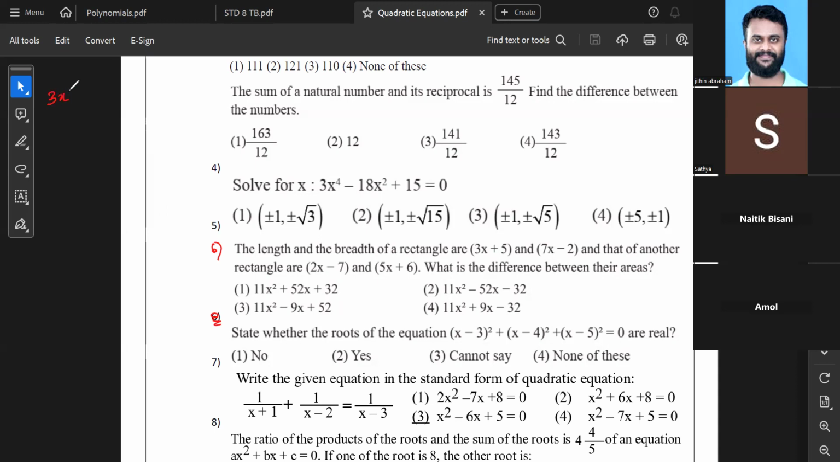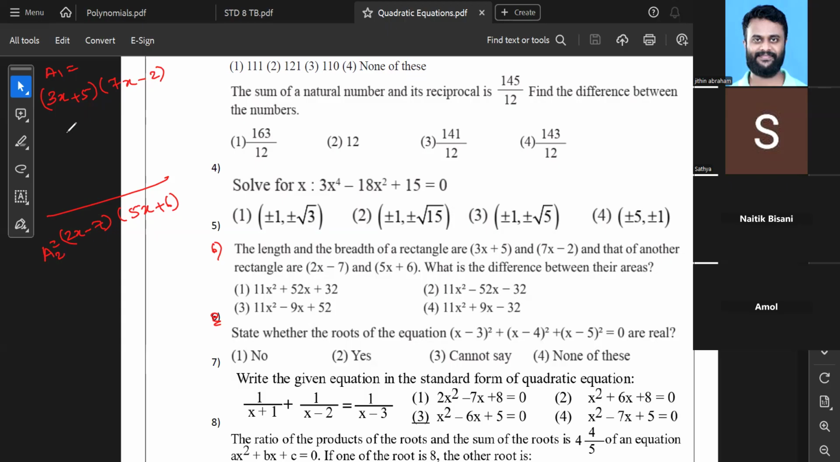So 3x plus 5 and 7x minus 2. This is the first area. And the second area is what? Second area is 2x minus 7 and 5x plus 6. Okay. So let me open the bracket and find the answer for the first area. The first area, let me call it as A1. I'll call the second area as A2.